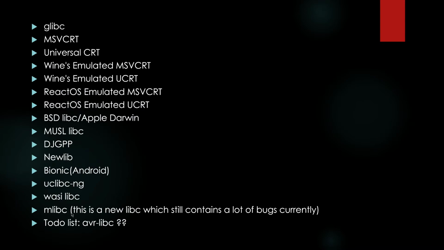These are the existing platforms we support: glibc, MSVCRT, UCRT (Universal CRT), Wine's MSVCRT, Wine's emulated MSVCRT, ReactOS MSVCRT, ReactOS emulated MSVCRT, BSD libc, FreeBSD, OpenBSD, DragonFly, etc., and Apple Darwin, musl libc, and DJGPP. DJGPP is the libc for Microsoft DOS. Okay. Newlib is frequently used in embedded devices or bare metal systems, so Newlib is also supported with hacking.